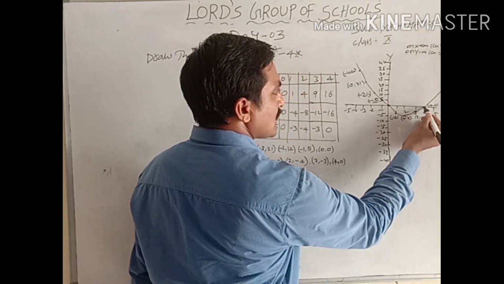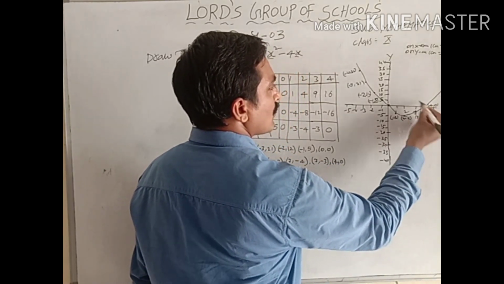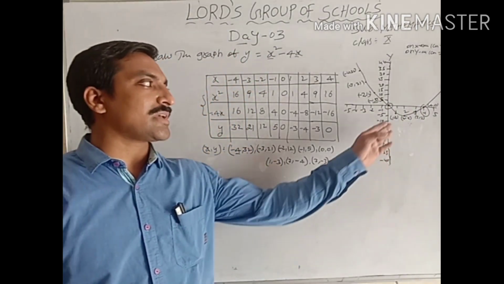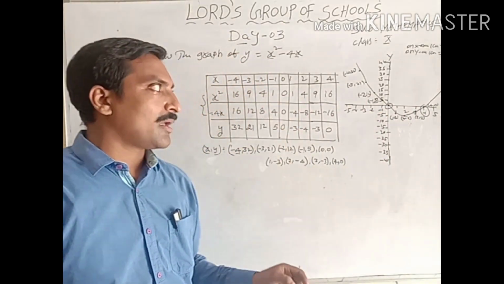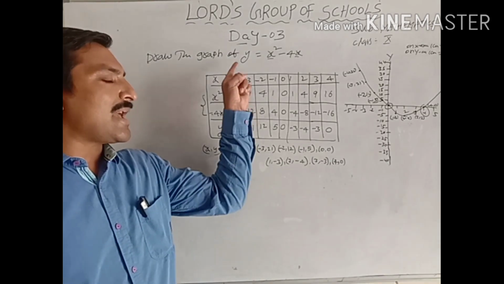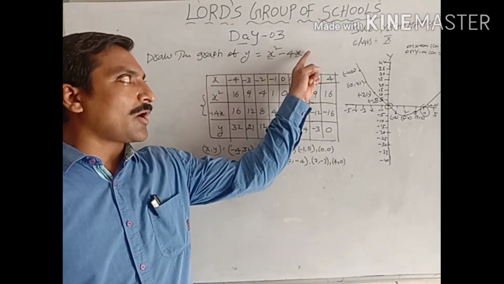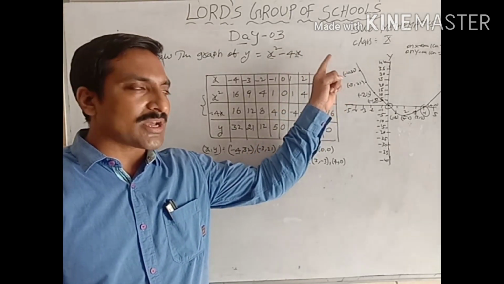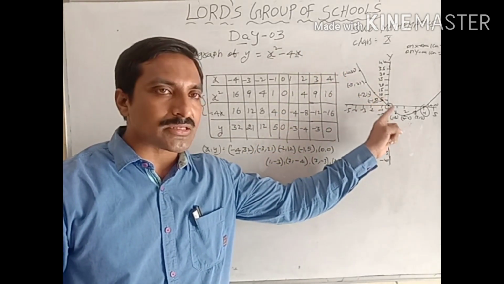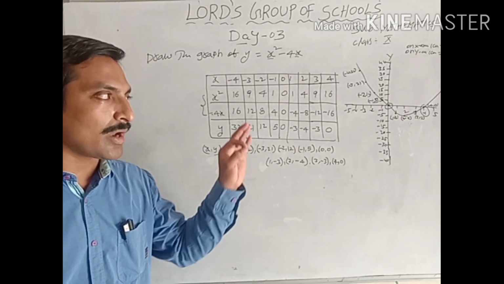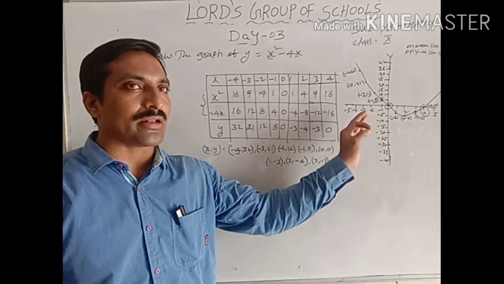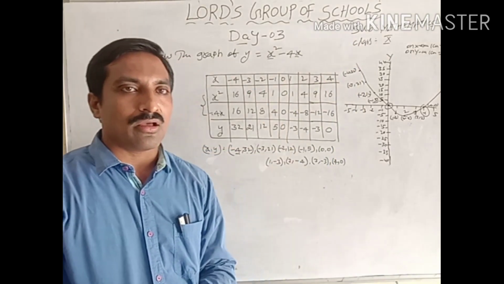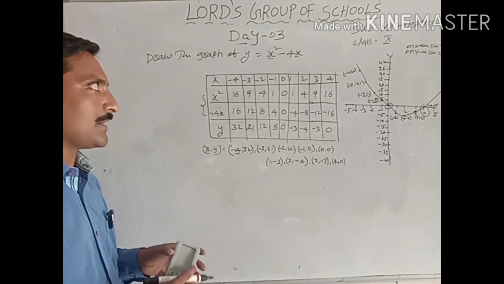Here the graph intersects the x-axis at 4 and at 0. These two are acting as zeros of this particular polynomial. Means what you observe: in a given polynomial, if the constant term is absent, that parabola must and should pass through the origin. In a given polynomial, the constant term is absent.